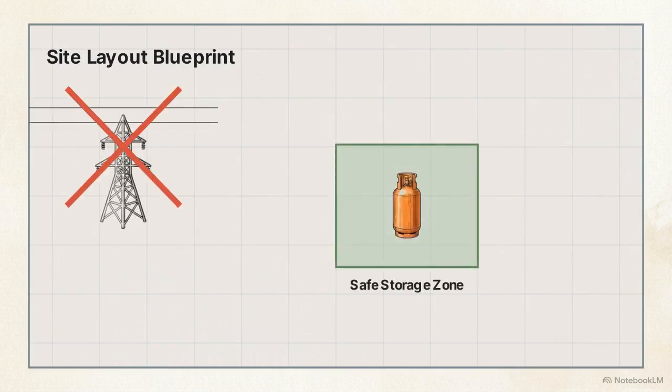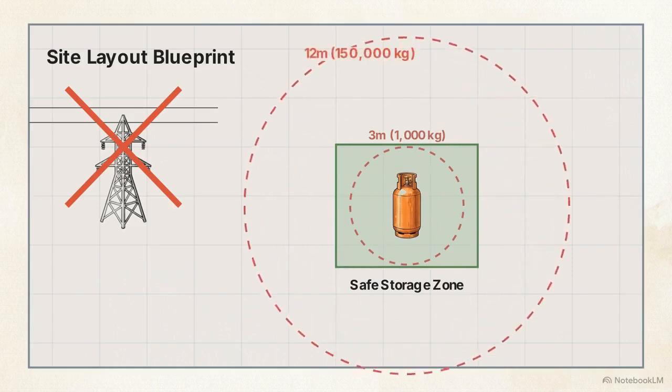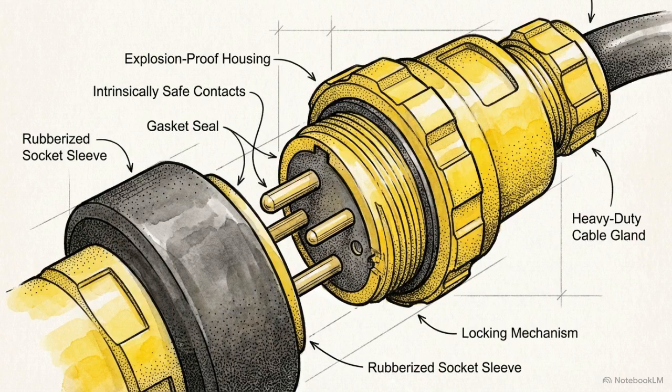Storing 1,000 kilograms of LPG requires a 3-meter separation distance, while storing 150,000 kilograms mandates a 12-meter separation. Where explosive mixtures of flammable gases or vapors are possible, standard electrical tools cannot be used. Specialized electrical equipment is required.